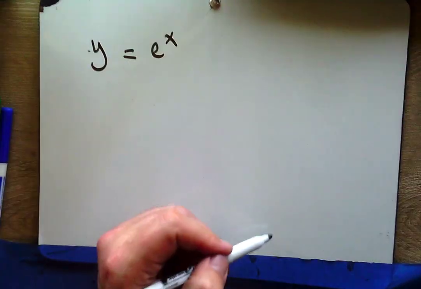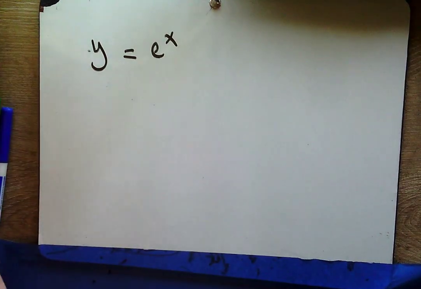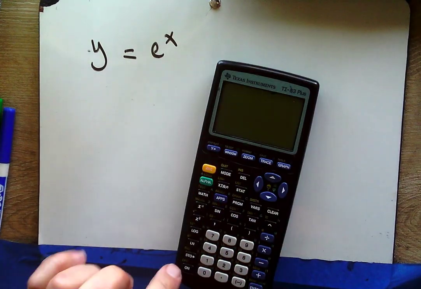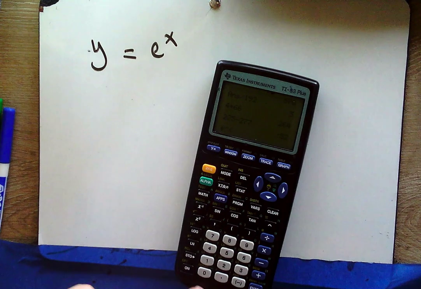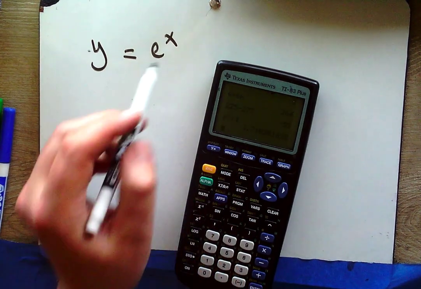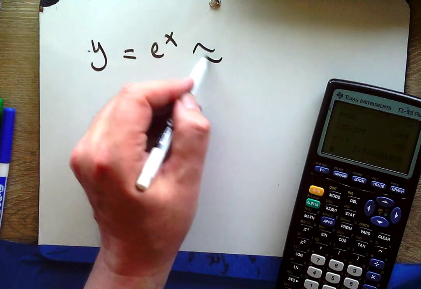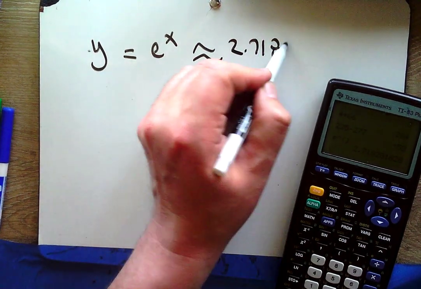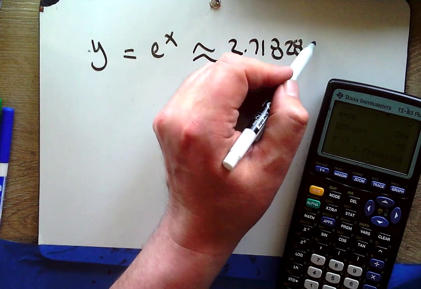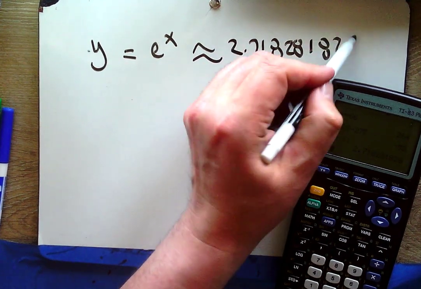Nice. So what about this one? y equals e to the x. Now, if I pull out my calculator, I see that there's this e to the x button here. And when I type in a 1, I get that's the approximate value for e. 2.71828, 1828.